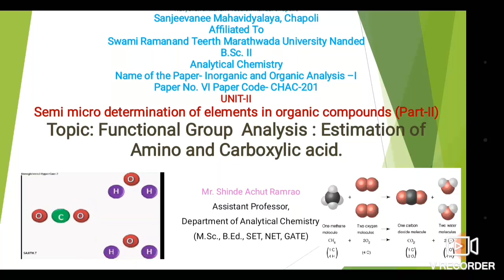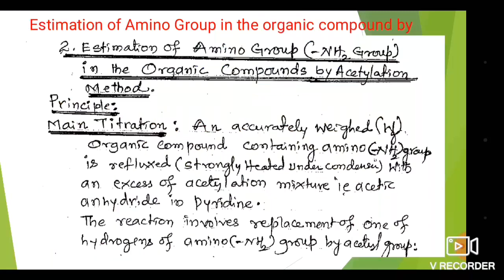So let's start with the estimation of the amino group in an organic compound by means of the acetylation method. So student friends, what is the principle behind the estimation of this amino group? Generally, primary, secondary and tertiary amino groups are present in organic compounds, but we are going to estimate the primary NH2 group by means of the acylation of this amino group into an amide group.